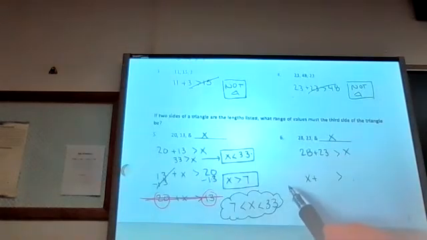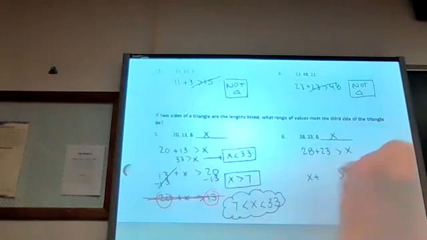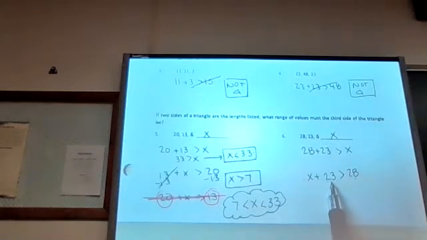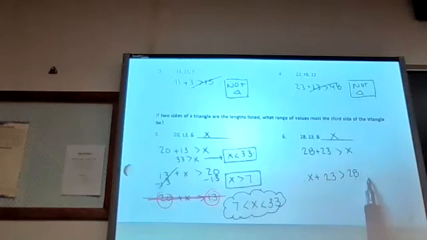Which one do I need to look at? 23. I think Stella's telling us. Yeah, X plus 23 has to be greater than 28. I know that I want to look at it this way because 23 is less than 28. So I've got to figure out what value I would need to add to it to make this true.